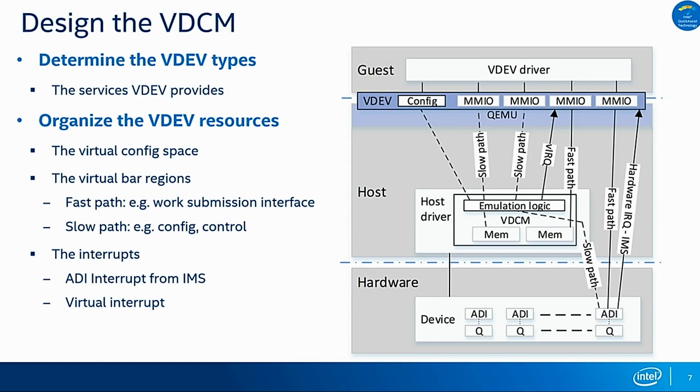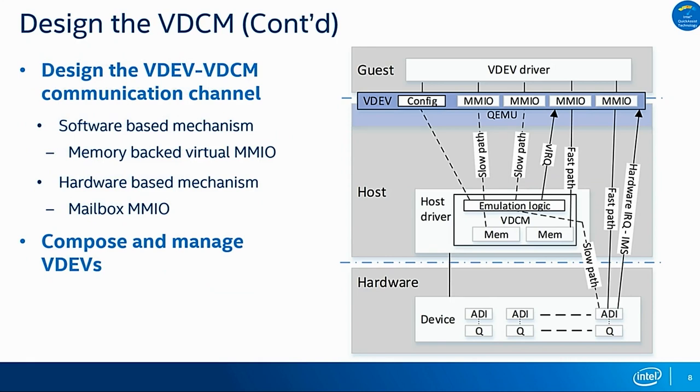For the interrupt, as I just said, each ADI could have some hardware interrupt which can be posted to the guest directly if the platform supports the posted interrupt capability. And also, the VDCM can emulate the virtual interrupt and inject it into the virtual machine.